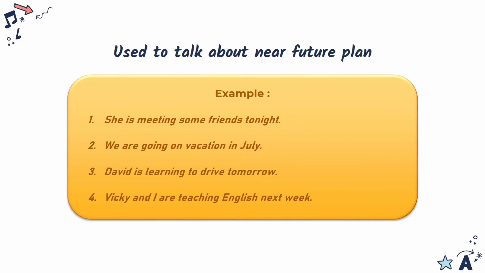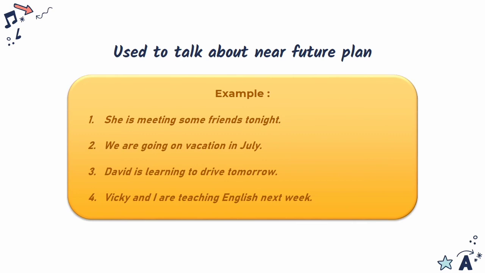Next, the present continuous is also used to talk about near future plans. For example, she is meeting some friends tonight. Tonight is a time that is going to happen in the near future. You will notice that we have the subject she, so the be verb should be is, and we add ing to the verb. Next, we are going on vacation in July. Again, we find another near future plan with the subject we and be verb are.